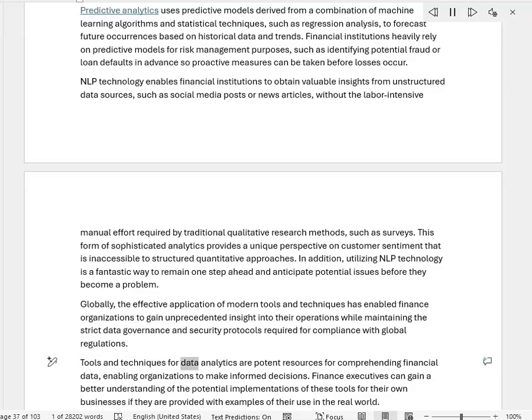Tools and techniques for data analytics are potent resources for comprehending financial data, enabling organizations to make informed decisions. Finance executives can gain a better understanding of the potential implementations of these tools for their own businesses if they are provided with examples of their use in the real world.